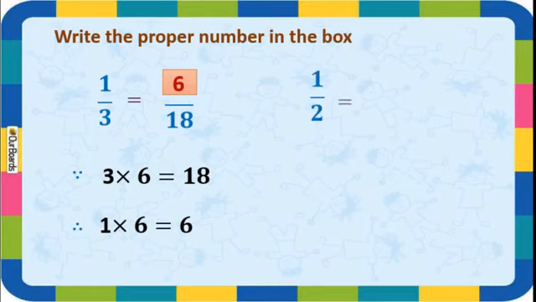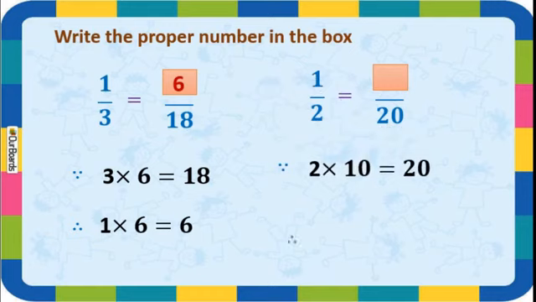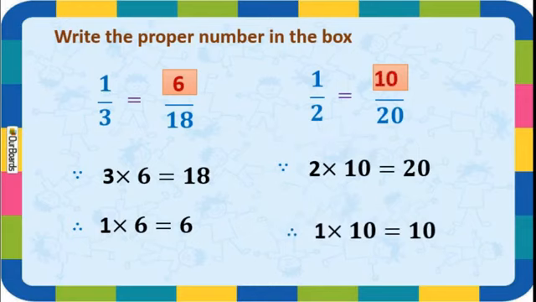One more sum we will take. 1 upon 2 is equal to dash upon 20. See, now again here, 20 means 2 tens are 20. When we multiply 2 by 10, we get 20. So we have to multiply the same number to the numerator also, isn't it? See here, 2 tens are 20, so we have to multiply the numerator by 10. So the answer is 10 upon 20. Got this?